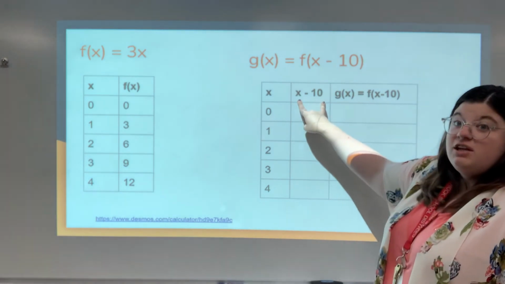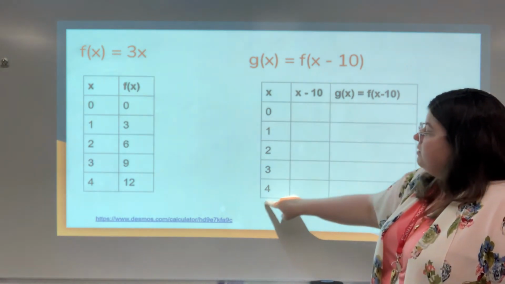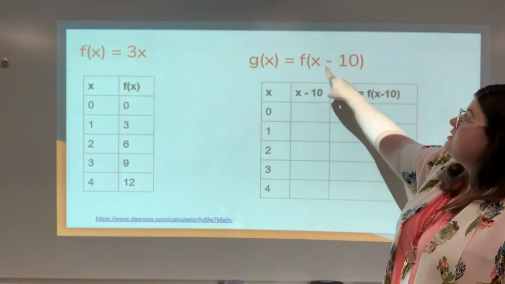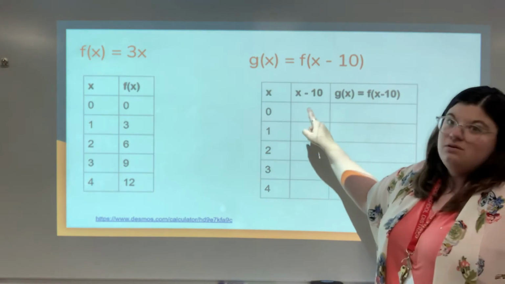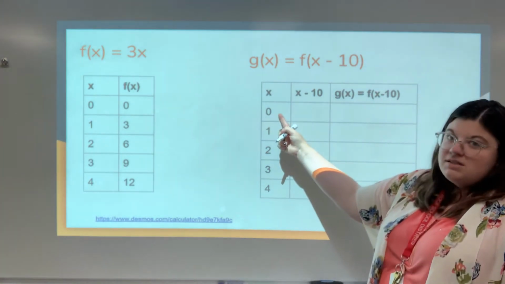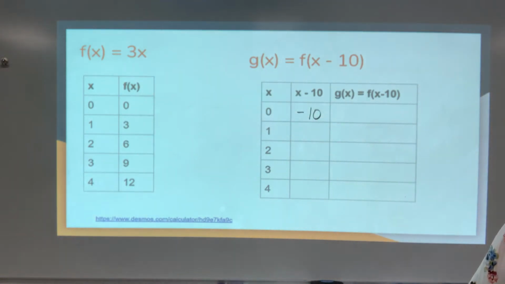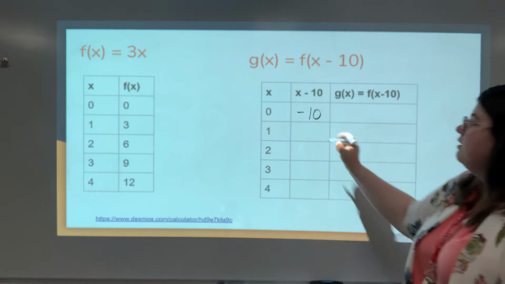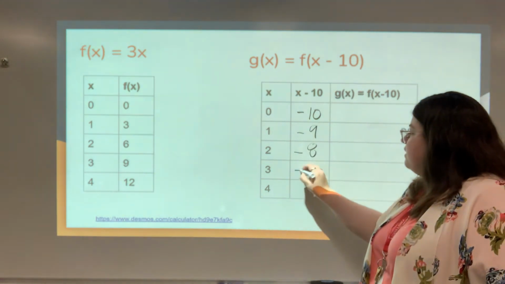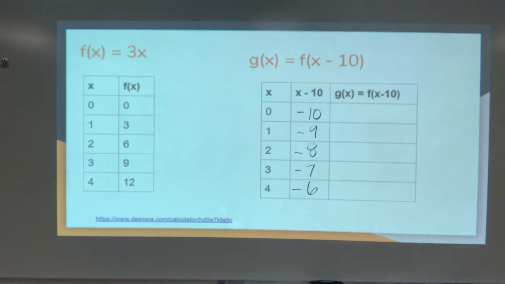Here I have that change before I even get to it. So here's my inputs. According to this function rule, I need to take x and minus 10 from it. So over here, my input is 0, minus 10 from that, I'm going to get negative 10. Minus 10 from 1, you're going to get negative 9. Minus 10 from 2, you're going to get negative 8. All right, you see where I'm going with this right now?